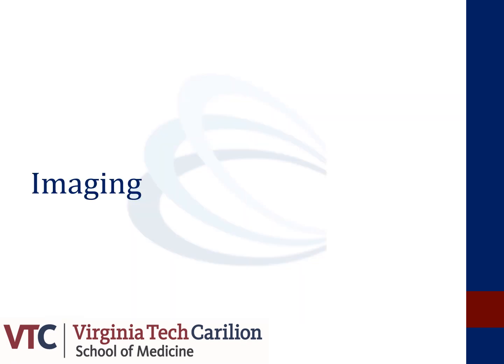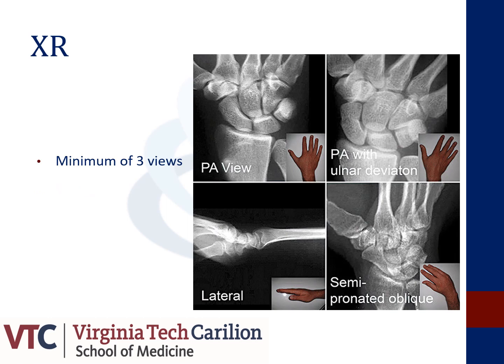On to imaging. You want to have a minimum of 3 views of the wrist. The views that you will get will vary depending on what you think the underlying diagnosis is.